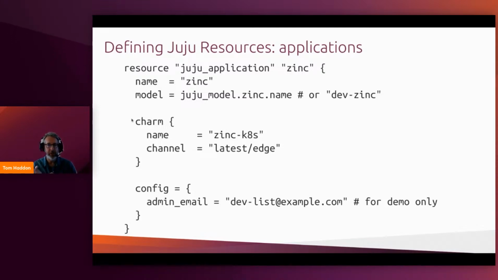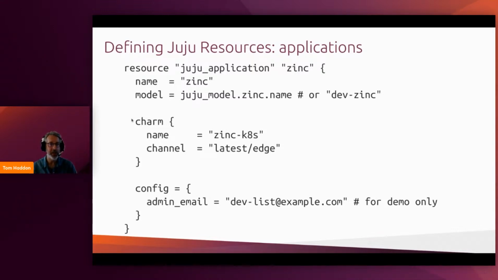Now here, there are two ways of referring to the model that we want to deploy this into. We can refer to it by the internal Terraform name, assuming that this snippet is in the same working directory as the previous snippet that we looked at. We can just refer to juju_model.zinc.name, or we can just have a string that is the name of that. Obviously, referring to it with that internal Terraform resource name means that if we're declaring this a bunch of different times for a bunch of different applications, and we then want to change the model, we only have to do that in one place.